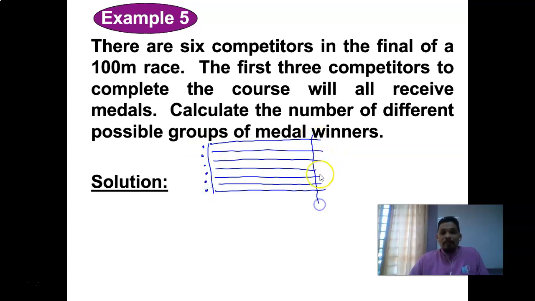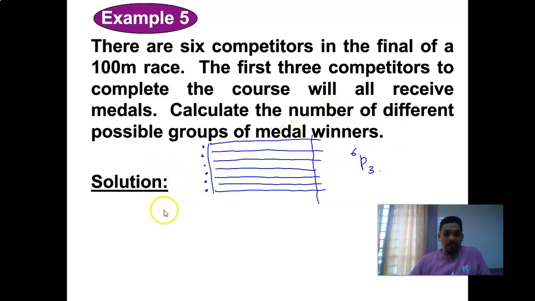And this is the end of the race for 100 meters. The first 3 competitors who complete the course will all receive a medal. In this case, they did not mention the first, second and third places for gold, silver and bronze. They just want to get the best 3 out of these 6. So 6C3. Calculate the number of different possible groups of medals here.